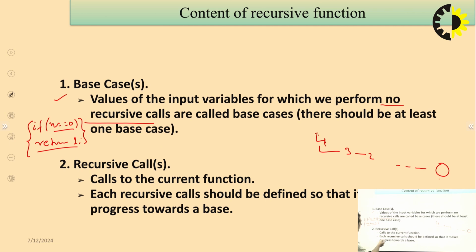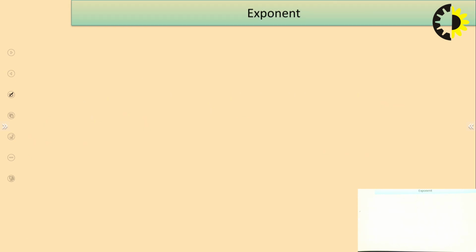Now each recursive call should be defined so that it makes progress towards a base case. Two components, so base case and recursive call in the recursive function. Now we can take another example. Just calculate the exponent of a power b.